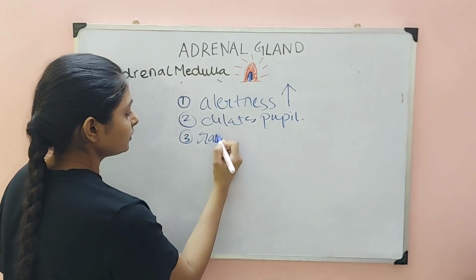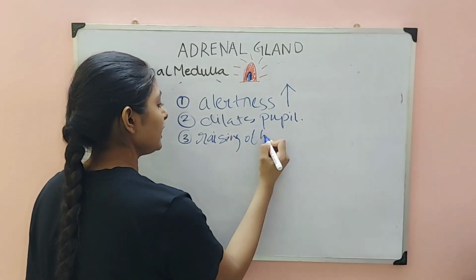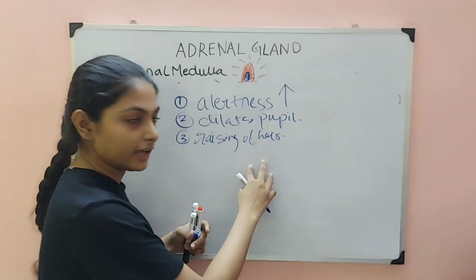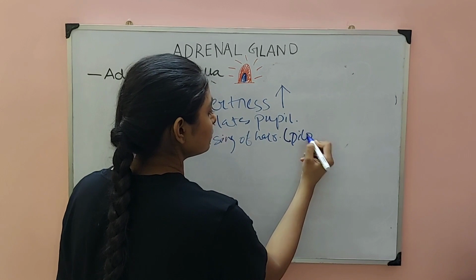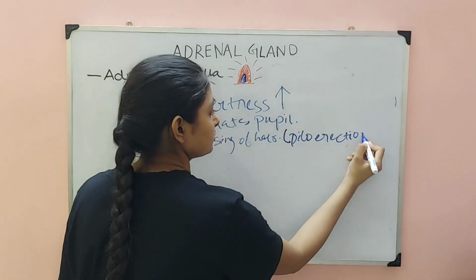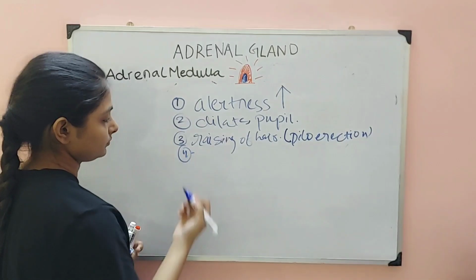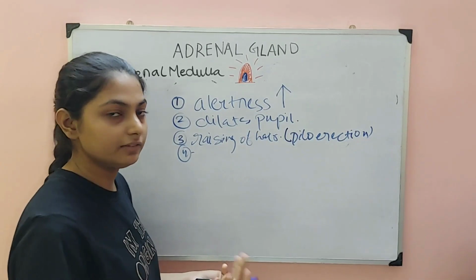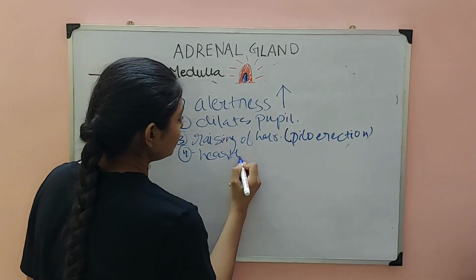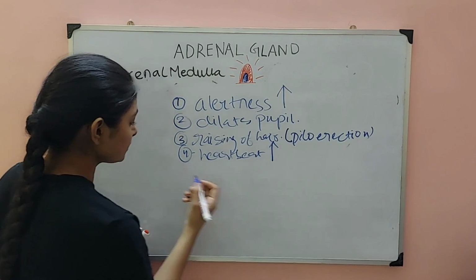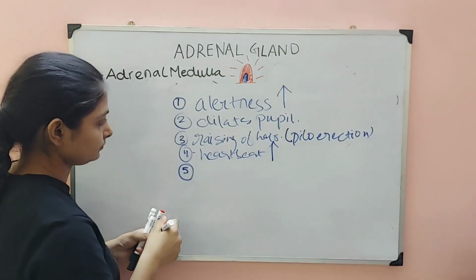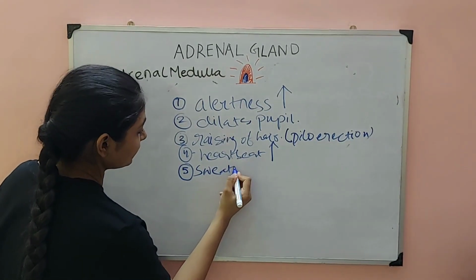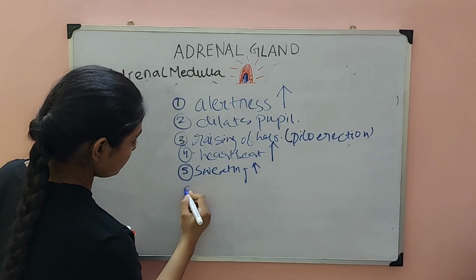Third is raising of hair. These hairs that we have on our arms and our legs, raising of the hair, that is piloerection. Fourth, our heartbeat increases. When we are scared of something, automatically our heart starts beating very fast. So heartbeat increases. Number 5, you start sweating, right? So number 5, sweating increases.